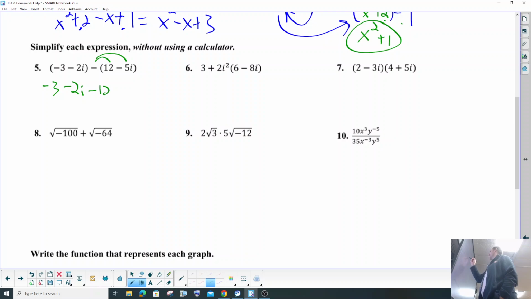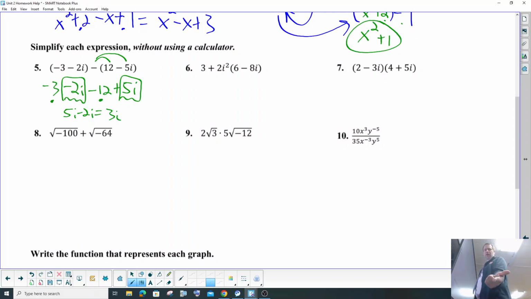Pause me. Try it on your own first, then push play, see how you did. So minus 12, negative times a negative is a positive 5i. Then we just combine the i's like they're x's, except if you ever get an i squared, that becomes a negative 1. That's the special part about imaginary. So we have a 5i with a negative 2i, and so 5i minus 2i is 3i.